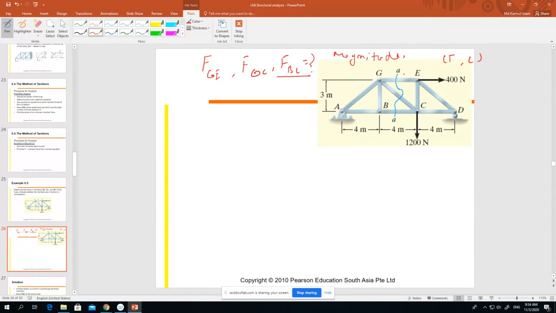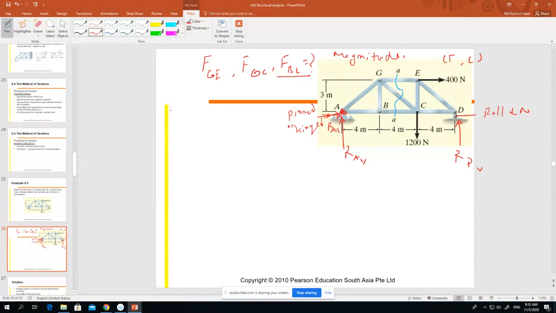Before the section, first we find the reaction force. This is the pin or hinge joint, whatever you want to say, and this is the roller. You know that in a roller there will be only one reaction, RB, and here there will be RA vertical and RA horizontal, right? So first we find the reaction forces.